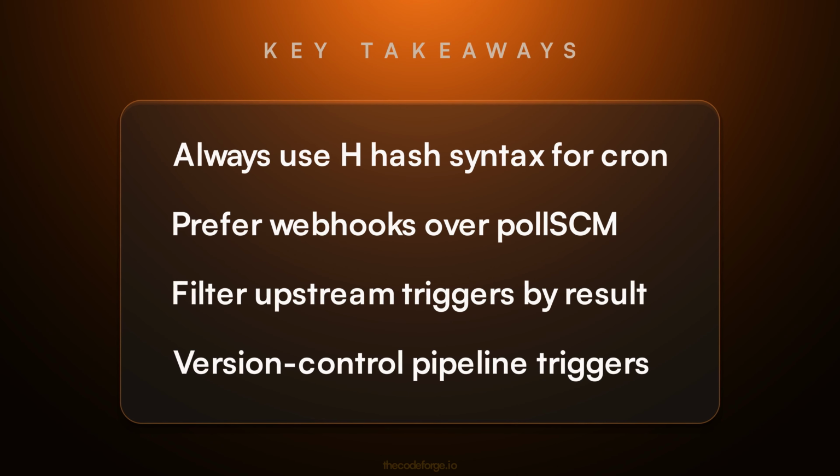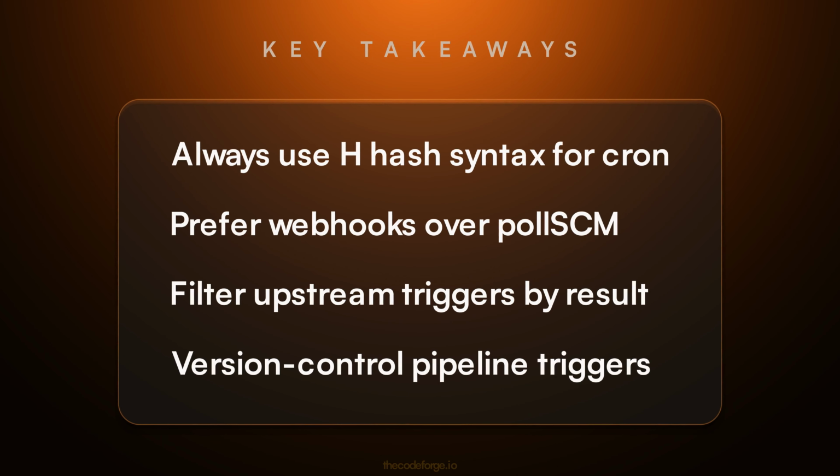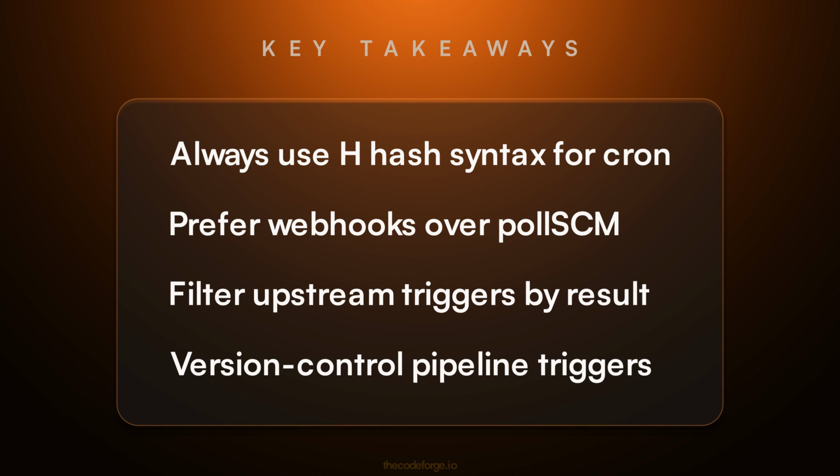To recap, always use hash syntax for cron to avoid thundering herd. Prefer webhooks for real-time triggering. Filter upstream triggers by result to prevent cascading failures, and version control your pipeline triggers for consistency.